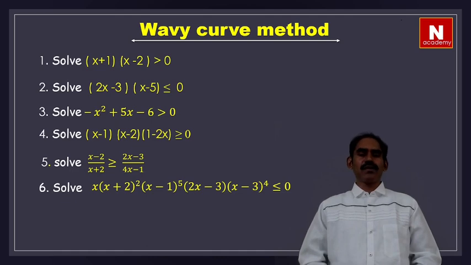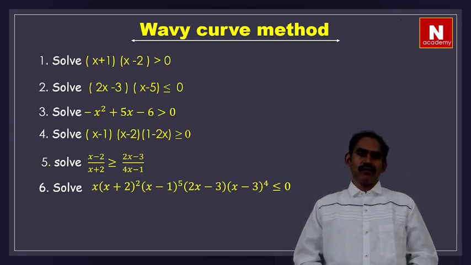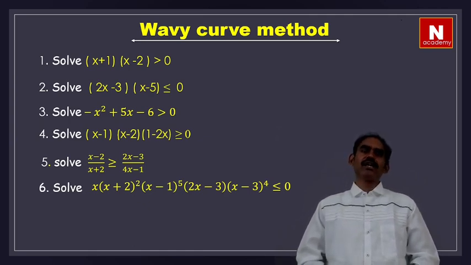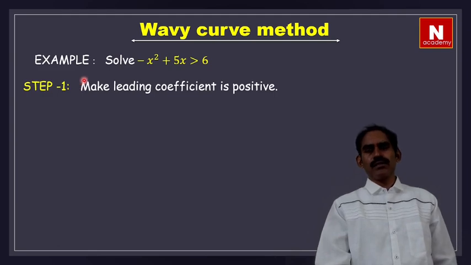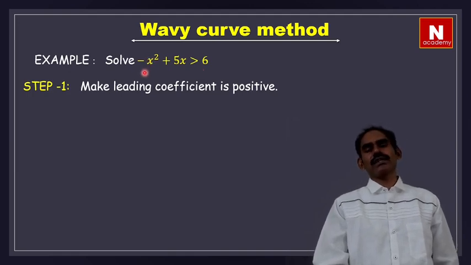To solve these types of questions, we have one important method which is called the wavy curve method. With the help of the wavy curve method, we can solve these types of inequalities. I will explain the wavy curve method with the help of one example. Let us start. See this example: solve minus x square plus 5x greater than 6. In this wavy curve method, in total we have 7 steps. Using these 7 steps, we can solve the question.